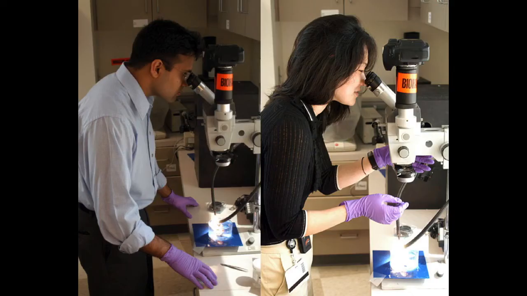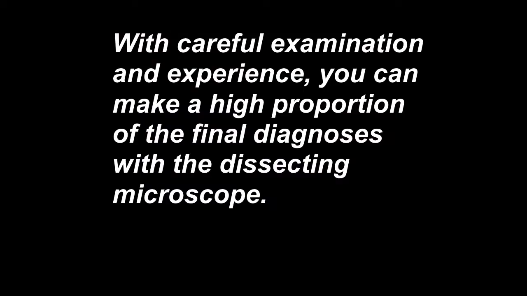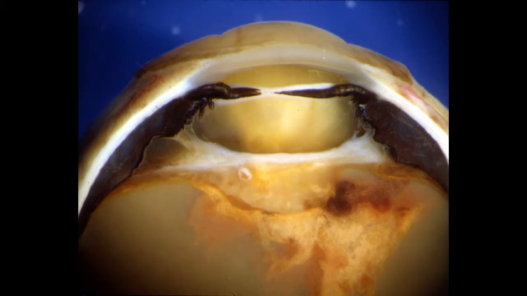After sectioning, the eye is examined carefully using a dissecting microscope. With careful examination techniques and experience, you can make a high proportion of the final diagnoses looking with a dissecting microscope. For example, here's an eye that has peripheral anterior synechiae that are evident.